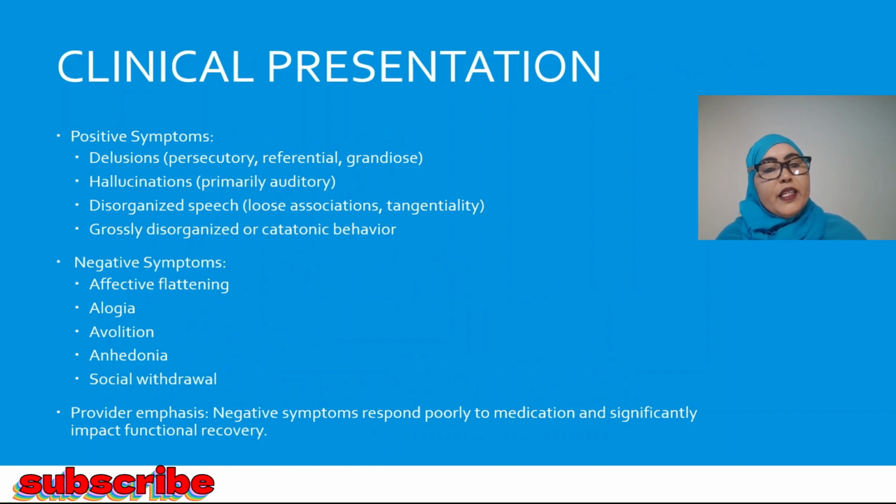Clinical presentation of schizophrenia includes positive symptoms. Positive symptoms include delusions of persecutory, referential, and grandiose types; hallucinations, primarily auditory and visual; disorganized speech and thinking, loose association, tangentiality; and grossly disorganized or catatonic behavior. Those are the positive symptoms of schizophrenia.